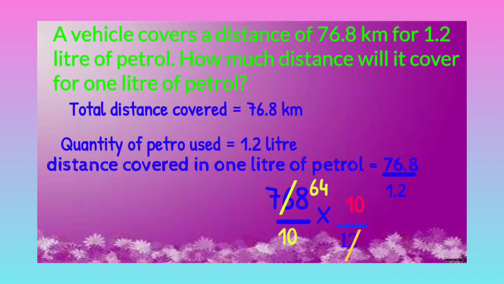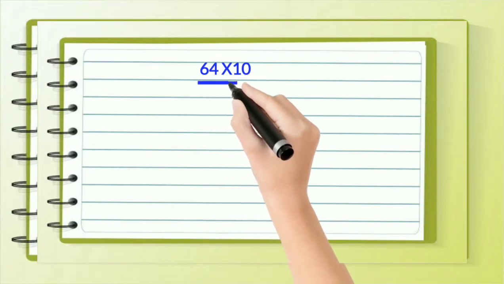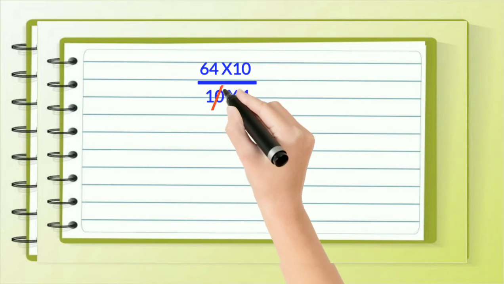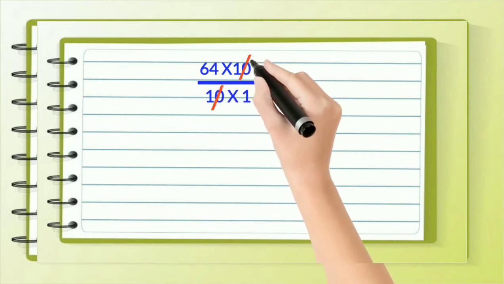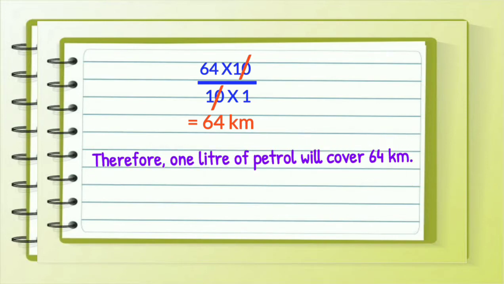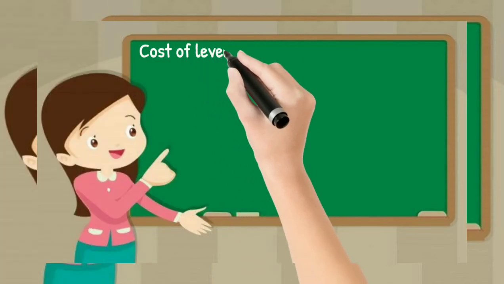And now all the left out numbers we have to multiply. Here we have the numerator 64 into 10, and in the denominator we have 10 into 1. Again 10 and 10 we can cancel using 10th table. So the left out number is 64 kilometer. Therefore 1 liter of petrol will cover 64 kilometer. This is how we can find it.